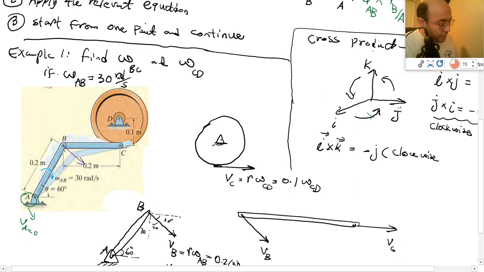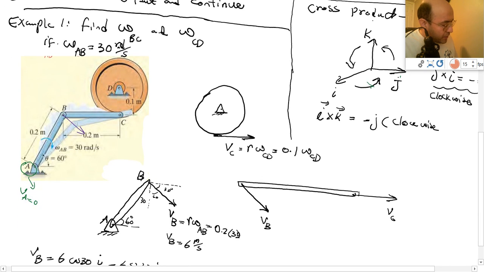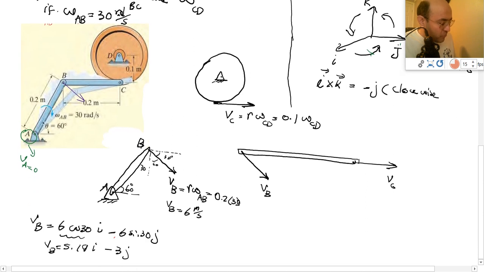Then I want to find velocity at B. Now, in order to find velocity at B, this is a vector approach. There are two ways I can do it. Either I can say velocity of B is equal to velocity of A plus omega AB crossed with R of B with respect to A. That's one way I can do. The easier way is just look at it, right? If you look at this bar, you can see the angle here is 60 degrees. Then the angle here will be 30 degrees. The angle here will be 60. Then the angle here will be 30 degrees.